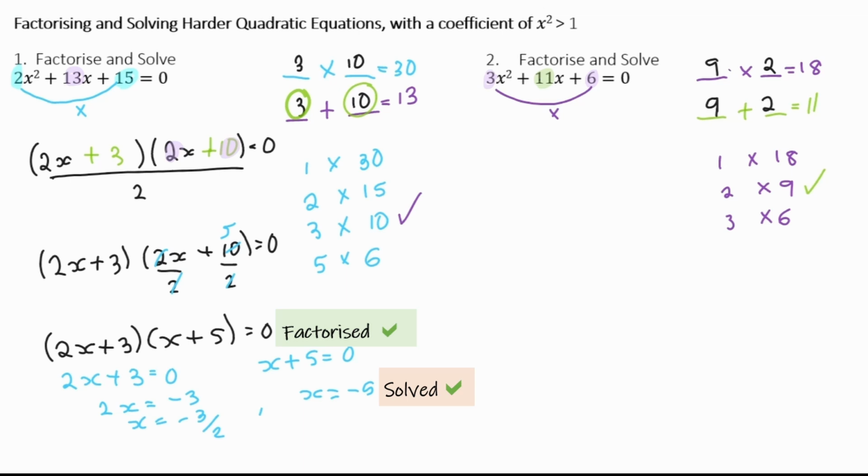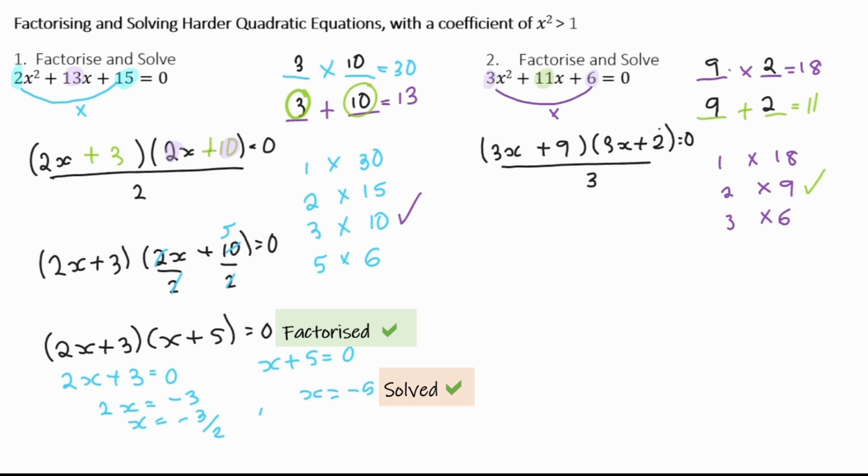So we are going to use 9 times 2 to give us 18 and 9 plus 2 to give us 11. We can then put it in a factorized form by first putting 3x as our first term of both the brackets. If we multiply 3x and 3x, that would give us 9x squared, but our equation has only 3x squared, which means we have to divide one of these brackets by 3. So we are now going to put in the factors we got, and the first factor was plus 9, and the second factor was plus 2.